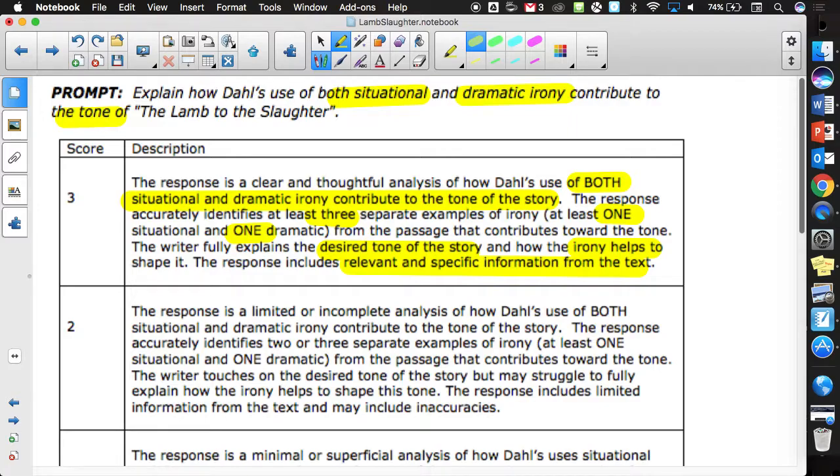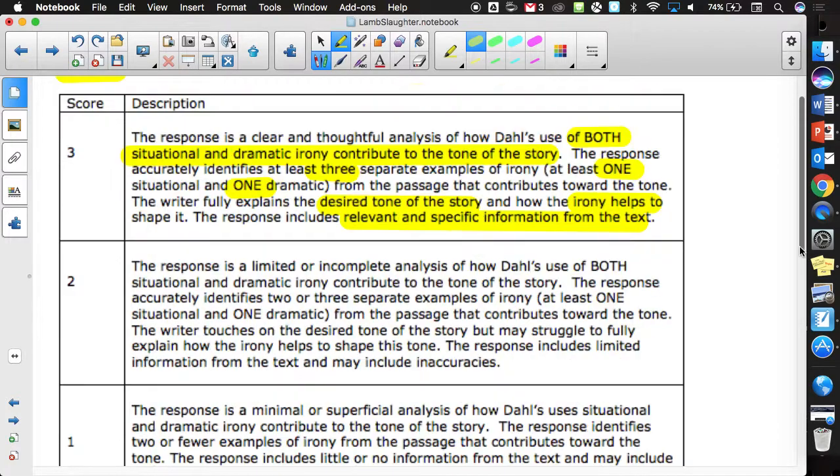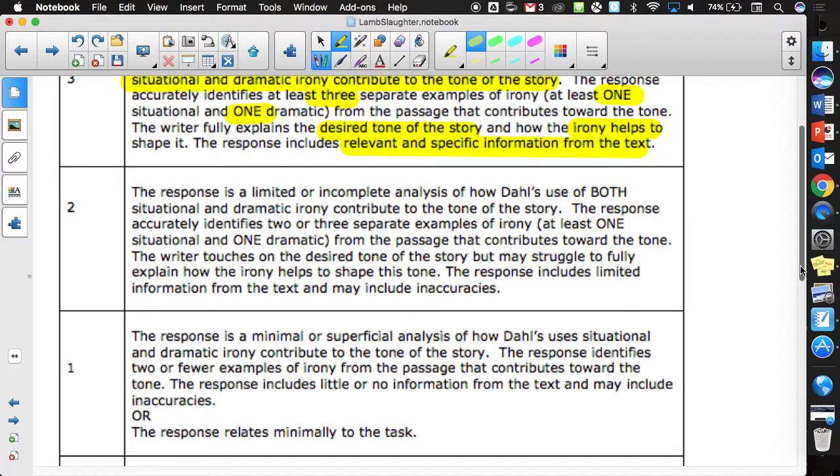If, for a 2, I would expect that everyone should be able to get a 2 at the very least. Response is limited or incomplete analysis of how Dahl uses both situational and dramatic irony to contribute to the tone. Response accurately identifies maybe 2 or 3 examples, so maybe it doesn't have the full 3 that would be there that contributes toward the tone. The writer touches on the desired tone, but may struggle to fully explain how the irony helps to shape this tone. So they're identifying all the parts that they need, but maybe it's just not quite a full analysis that's taking place at this point.